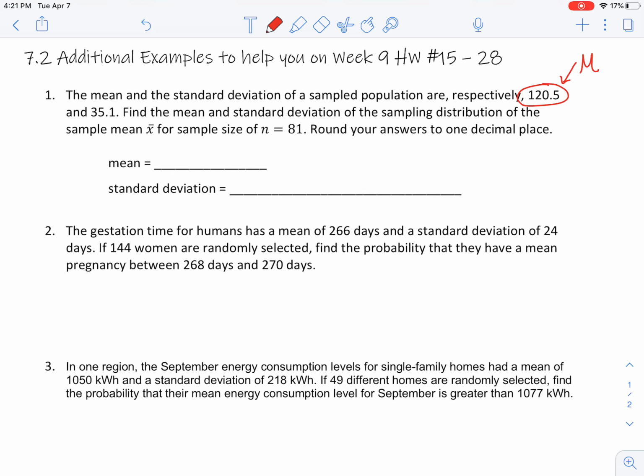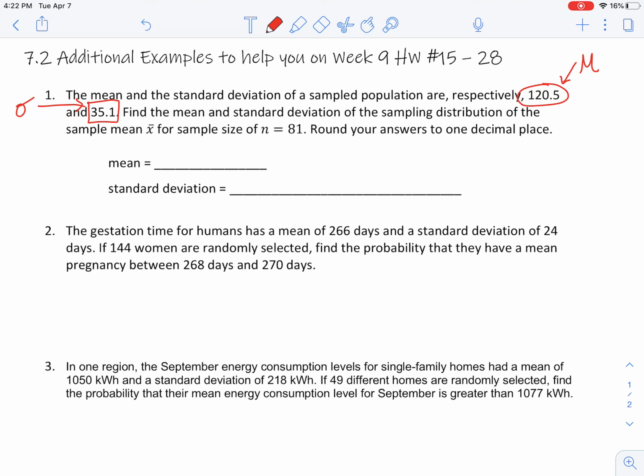So the mean and the standard deviation of a sampled population are, respectively, the first number they gave us is the mean of the population. So I'm going to call this and label this mu. And the standard deviation they're giving us is 35.1. So these are the parameters. These are the mean and the standard deviation for the population.